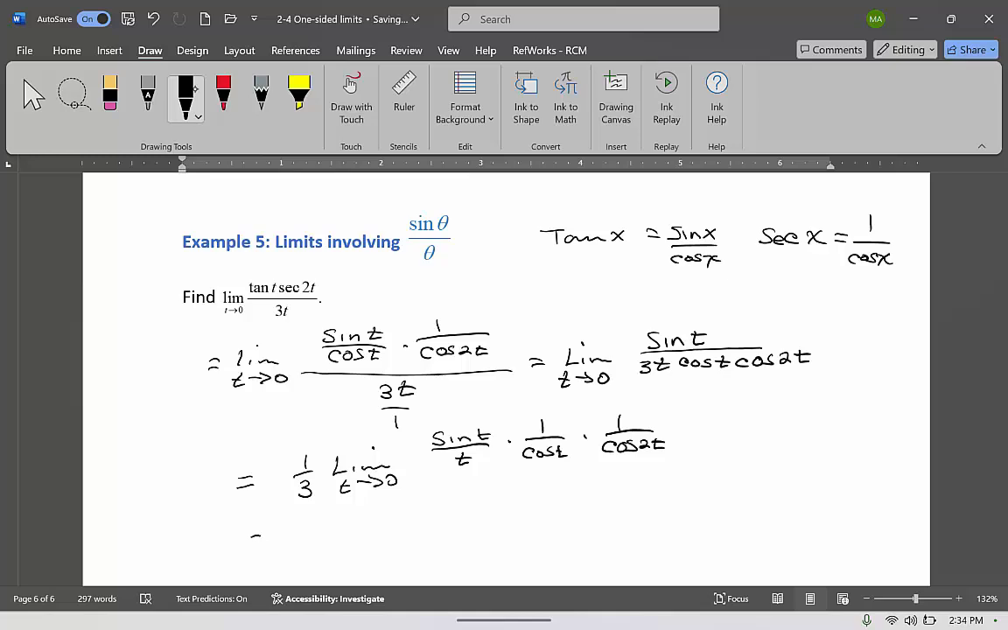And now we can use the fact that the limit of the product is going to be the product of the limits. So as t goes to 0, sine t over t goes to 1. As t goes to 0, cosine of 0 is 1, and so therefore this is 1. And then the same thing here. Cosine of 2 times 0 is still cosine of 0, so that is also 1. And therefore this limit should equal 1/3.